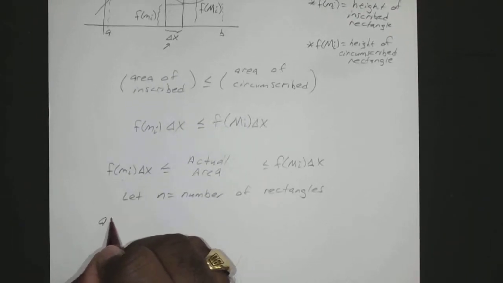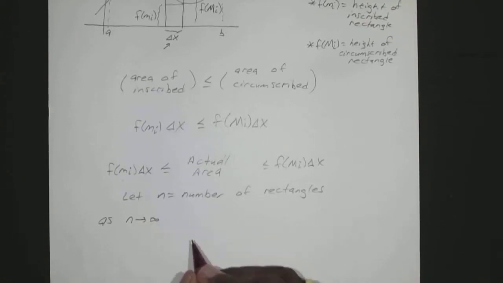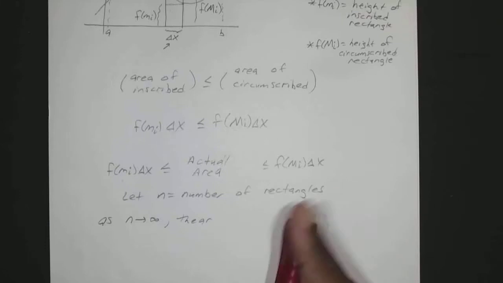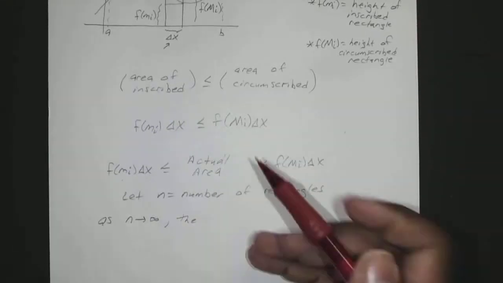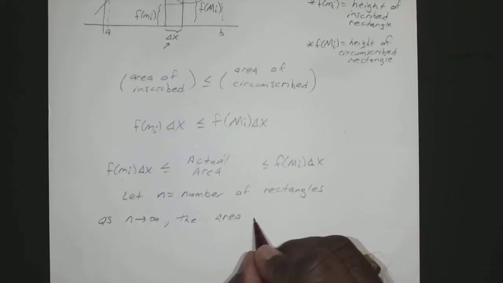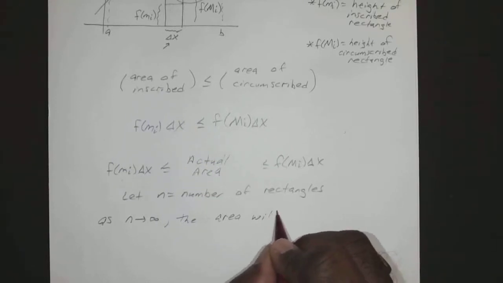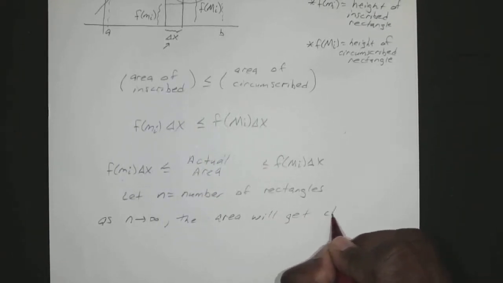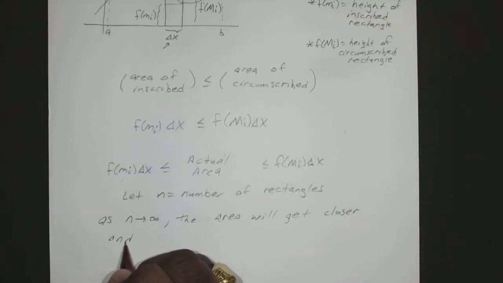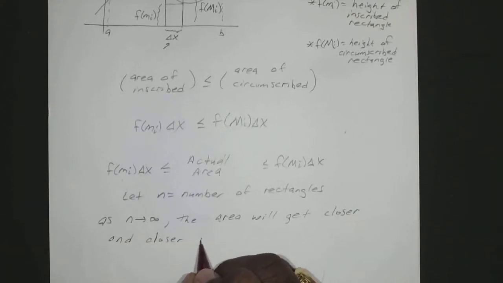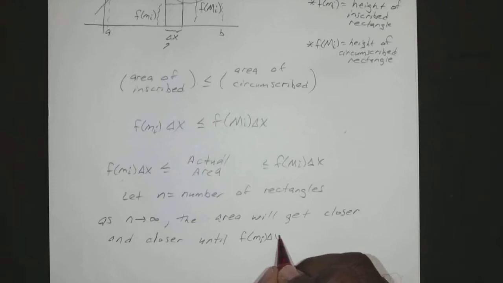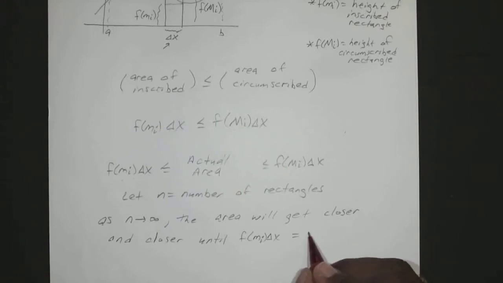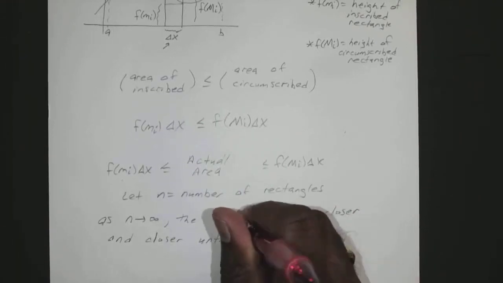Okay. As the number of rectangles approaches infinity, the area will get closer and closer until your lower sum, inscribed, is actually equal to, actually that should be the limit.